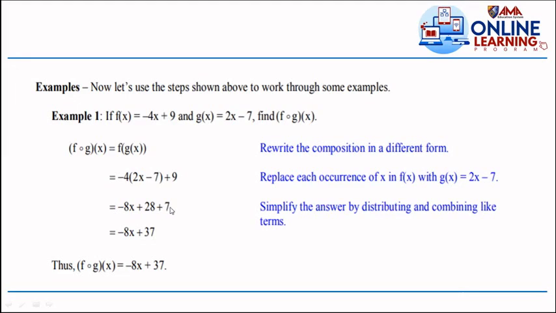So, combine like terms, negative 8x, 28 plus 9, 9 kasi 9 yung nandun. That is equivalent to 37. So, your answer, f of g of x equals negative 8x plus 37. Okay? Any questions? Example number 1.